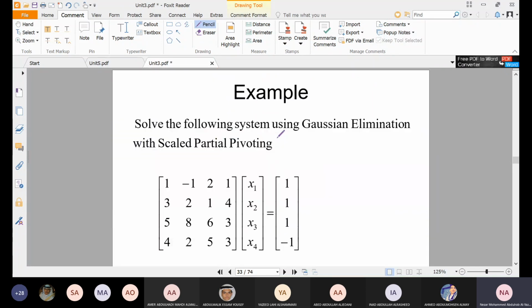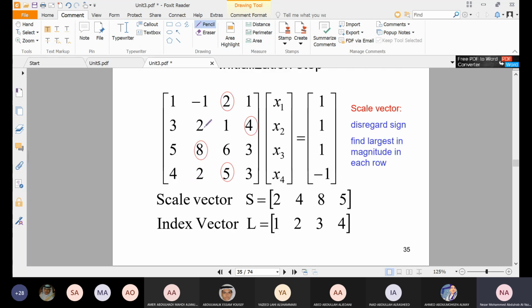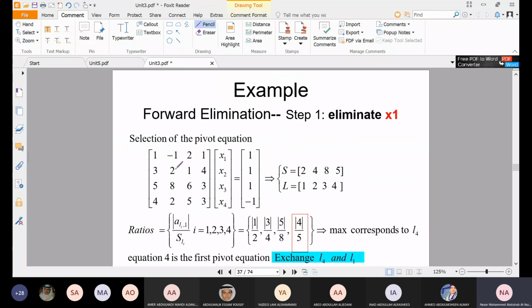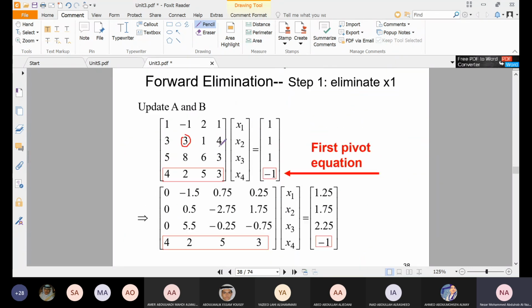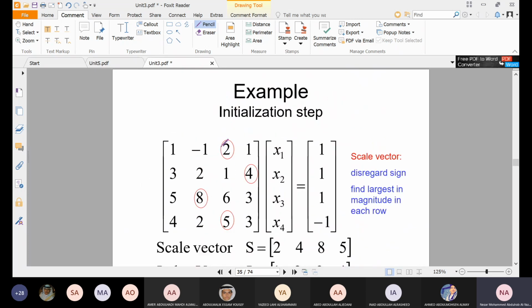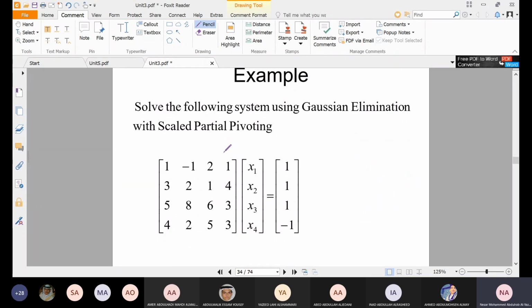Let's take an example. This will be clear. In this example that I have, guys, in our calculation we have some mistakes. You will see here we have 2, and after that here we'll have 3. Please double check with me. I will revise this later, inshallah. So here, solve the following system using Gaussian elimination with scaled partial pivot.